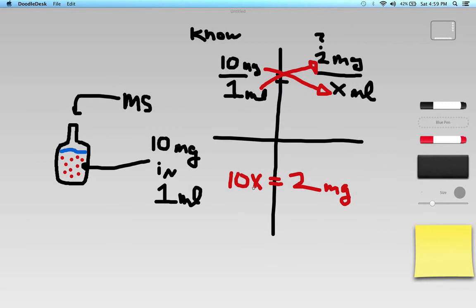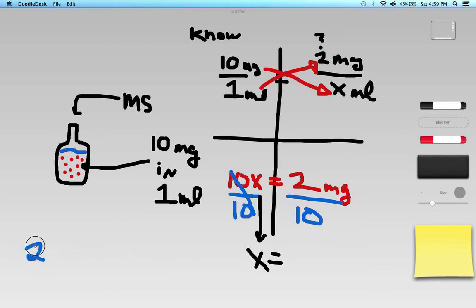Now, I need to get the x all by itself. If 10 multiplied by x equals 2, how about I just divide this side by 10? And 10 divided by 10 is 1. It can cancel out, and the x just falls out all by itself. Remember, what I do to this side, I also have to do to this side. So if I divide this side by 10, I also have to divide this side by 10. So x equals 2 divided by 10.